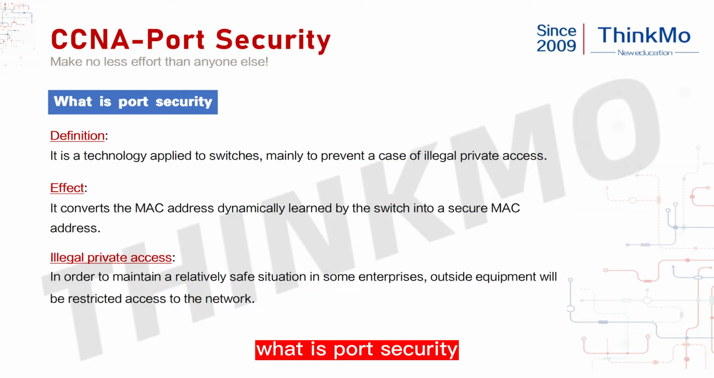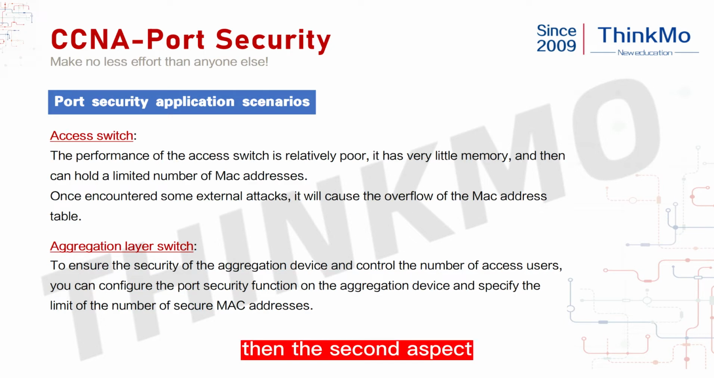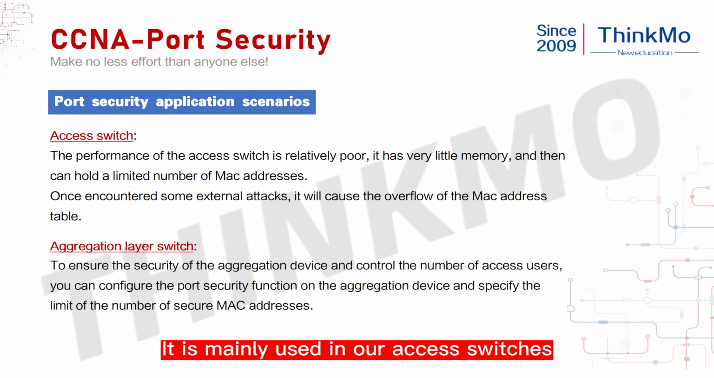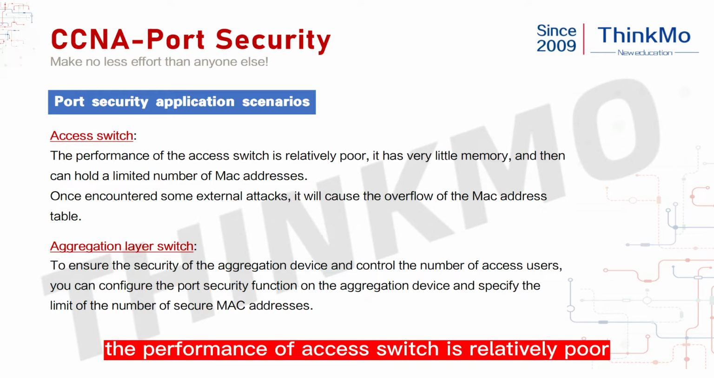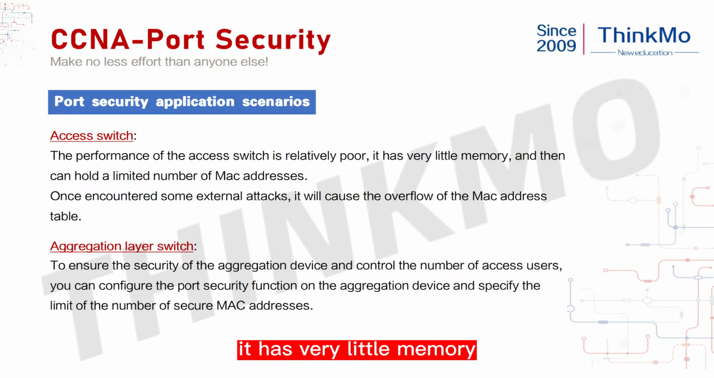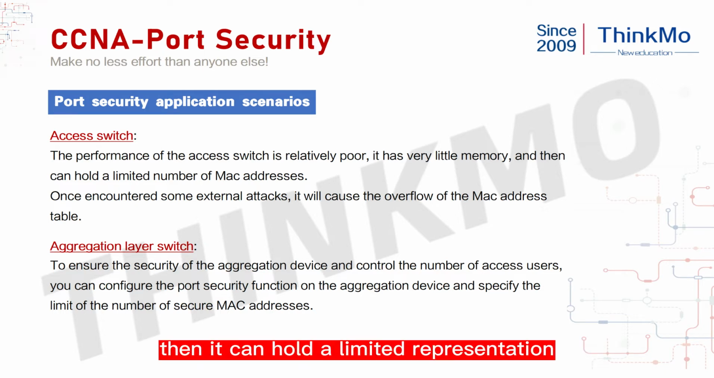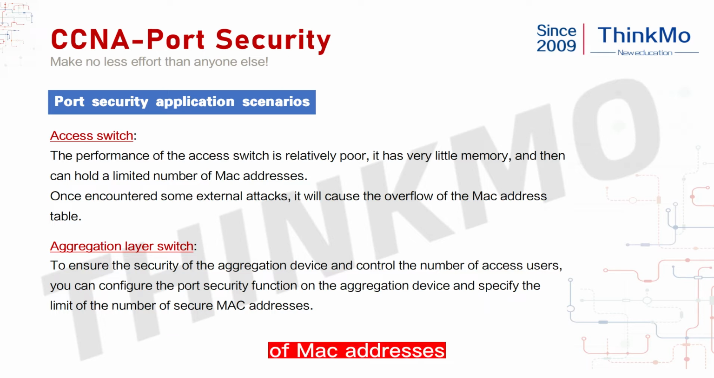What is port security? Then the second aspect: in which scenarios is port security mainly applied? It is mainly used in our access switches, and second, the aggregation layer switches. We usually know the performance of an access switch is relatively poor. It has very little memory, so it can hold only a limited number of MAC address entries.